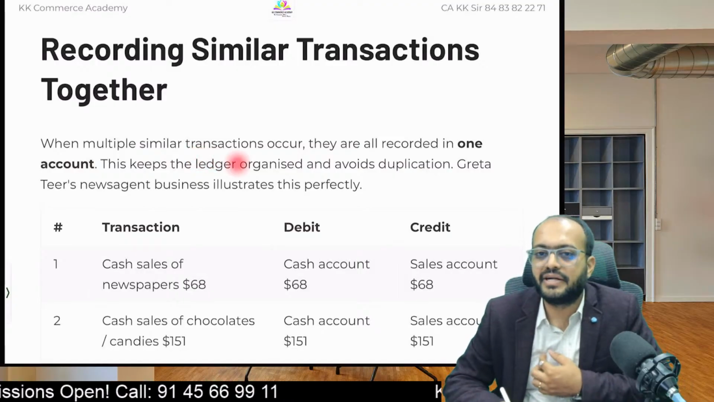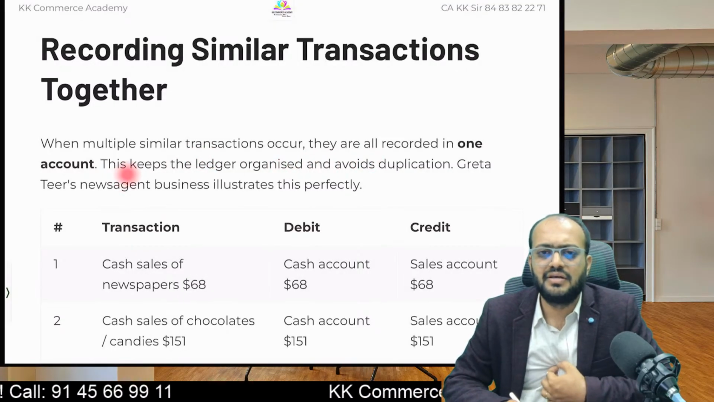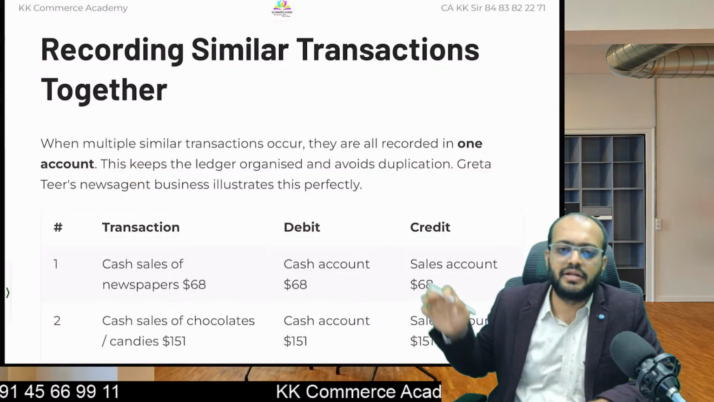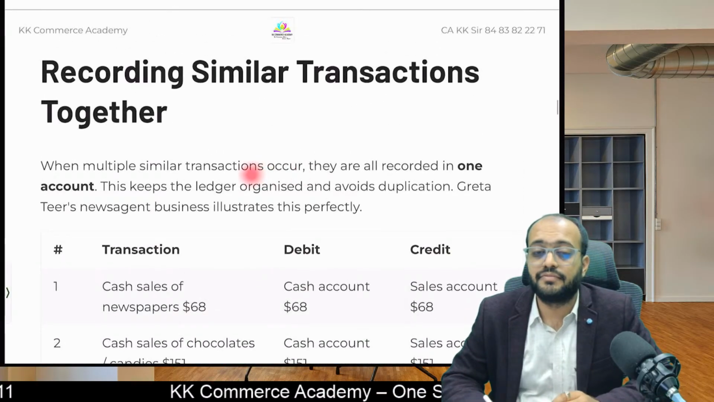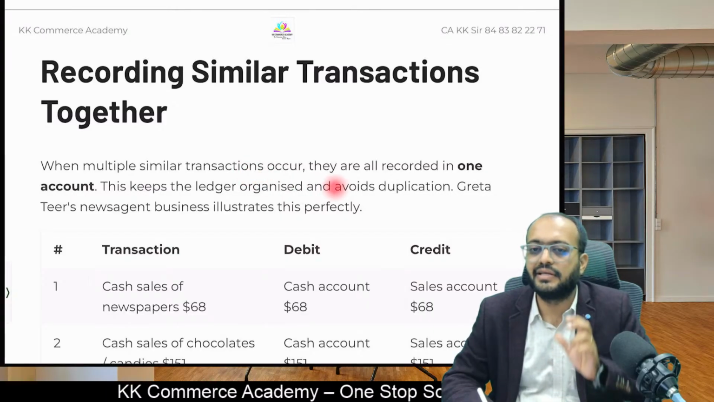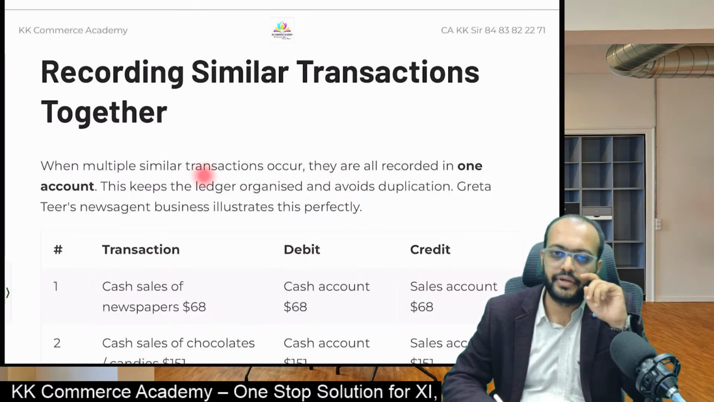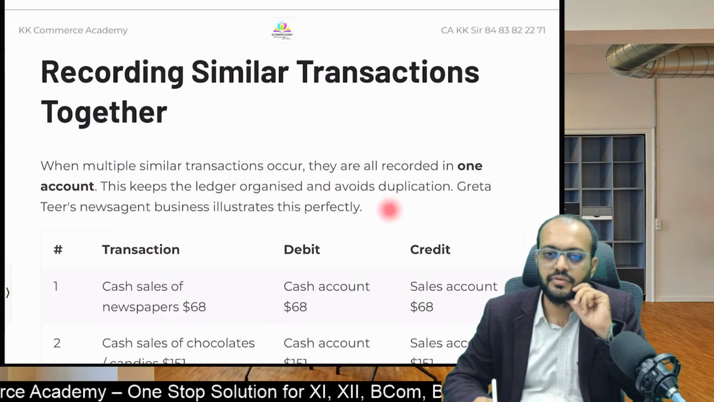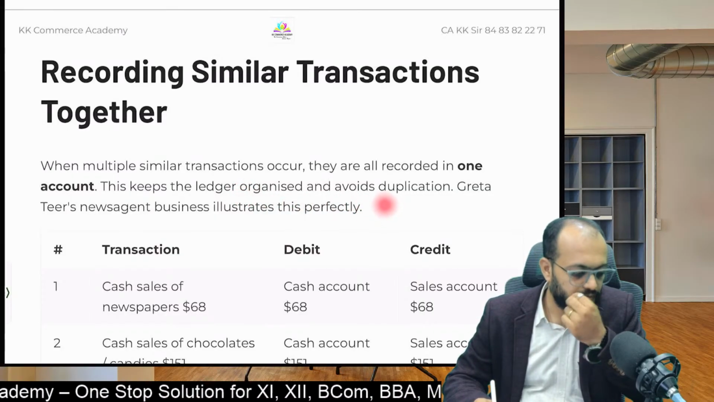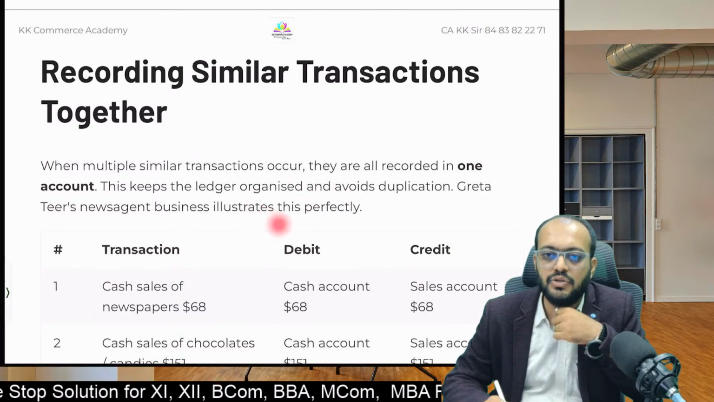When multiple similar transactions occur, they all are recorded in one account. Students, when there are multiple transactions, say for example 5 transactions are there, when multiple similar transactions occur, they are all recorded in one account only. So this keeps the ledger organized and avoids duplication. So Greta's news agent business illustrates this perfectly.